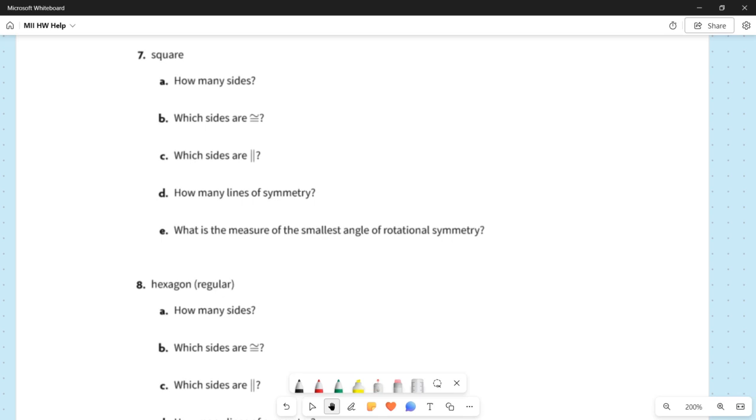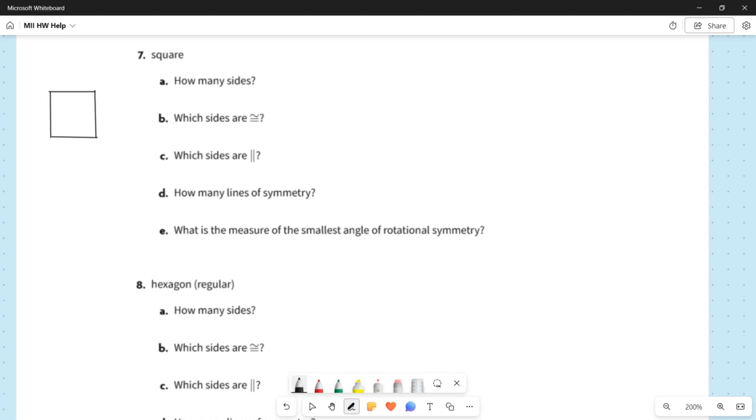Question 7. 7 deals with a square. Just like the rectangle, you guys have been working with squares basically for as long as you've been in school, possibly before school even started for you. You've been dealing with squares. So that's what a square looks like. Hopefully that's not news to anyone.